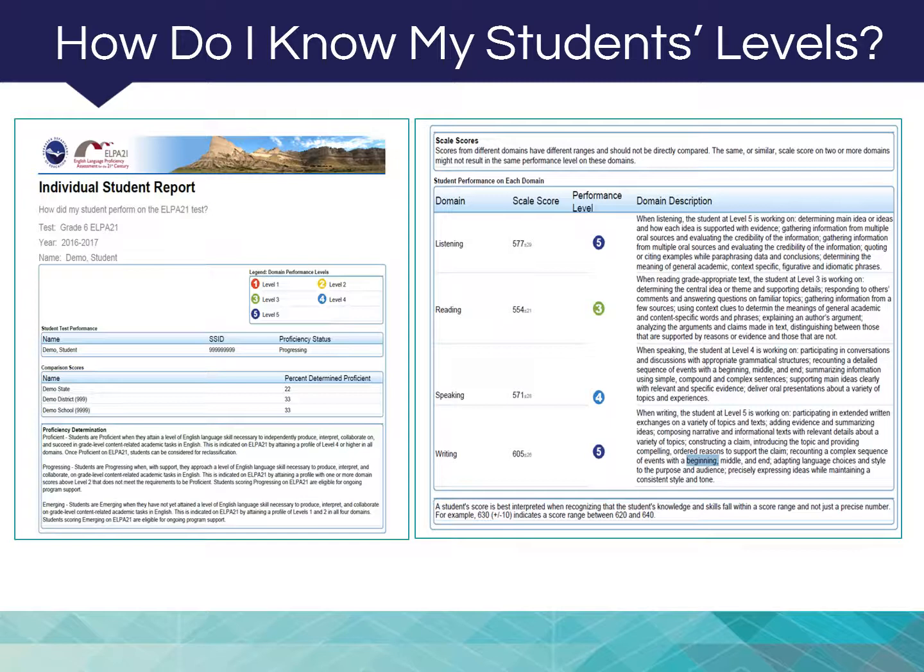Note, the proficiency status does not match the levels of proficiency that we discussed today. There is no nearly proficient status on ELPA 21. Instead, those students would also be considered progressing.